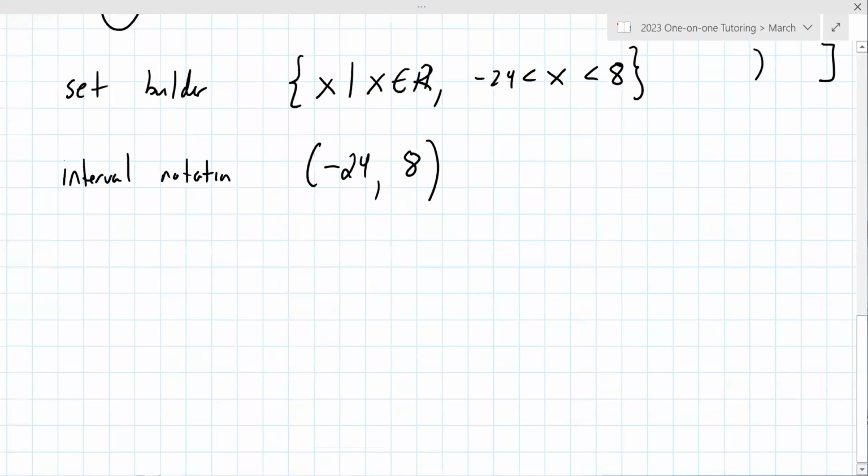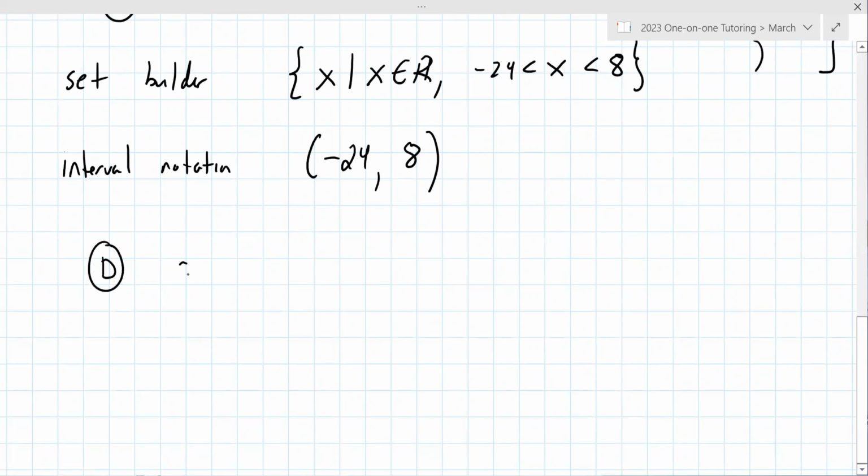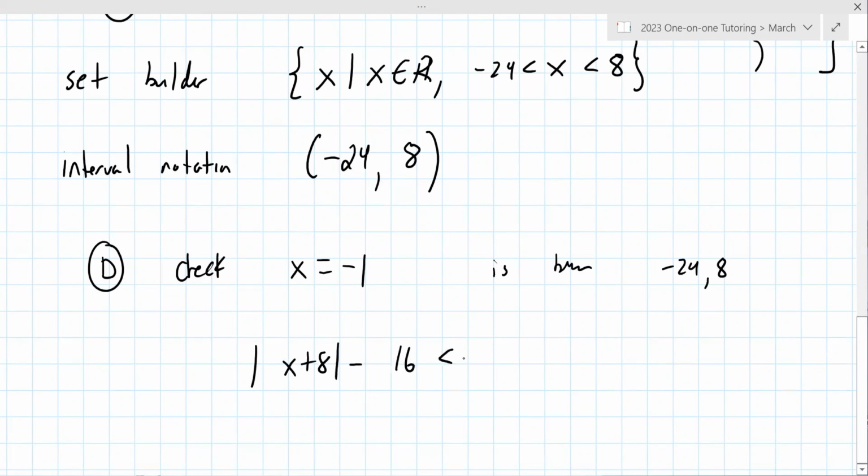Part D is to check the answer. In this case, it's to check x = -1. There are a couple of ways to do this. You can decide whether it's in your interval or not. In this case, it is. -1 is between -24 and 8. The other way is to go back to the original and decide if this is true or not, so put -1 in for x and then reduce this.